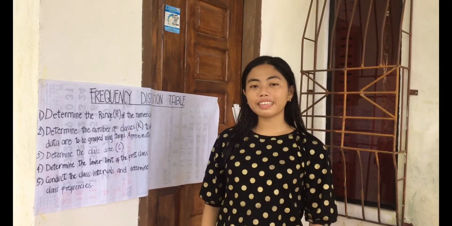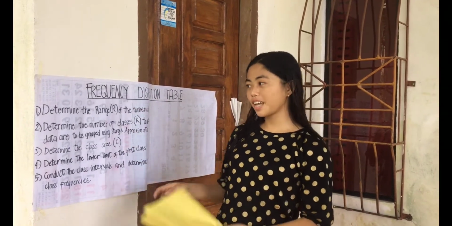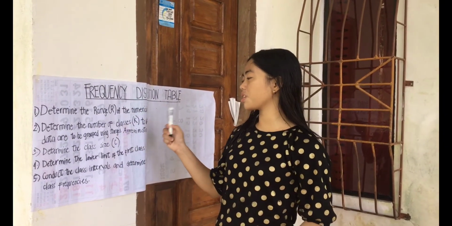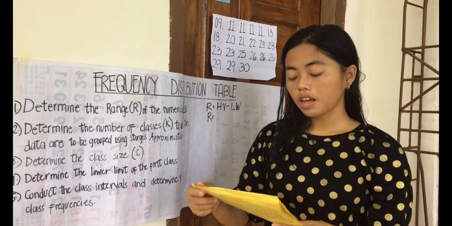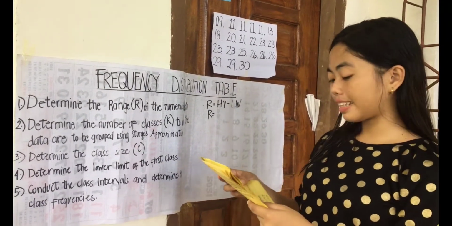And I'm going to discuss how to make a frequency distribution table. In constructing a frequency distribution table, we have 5 steps to follow. First step is to determine the range of the numerical data.